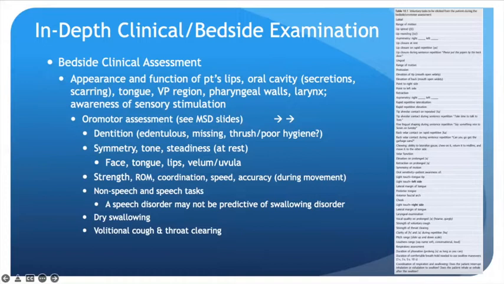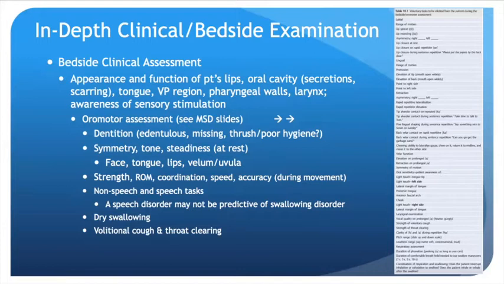Generally speaking, you will be looking at the patient's dentition, so their teeth. Are they edentulous? Are they missing a few teeth? Are they missing most of their teeth? Do they have any signs of thrush or poor dental hygiene? You might look at symmetry, tone, and steadiness of various structures at rest and during movement. You might look at the strength, range of motion, coordination, speed, accuracy, and timing of various structures during movement. You might examine non-speech and speech tasks both.